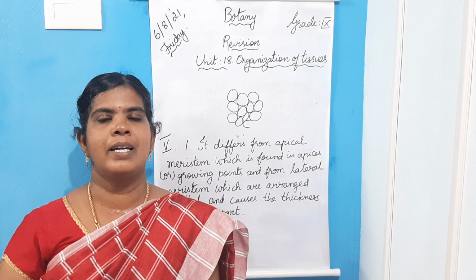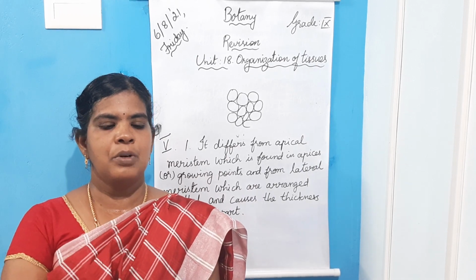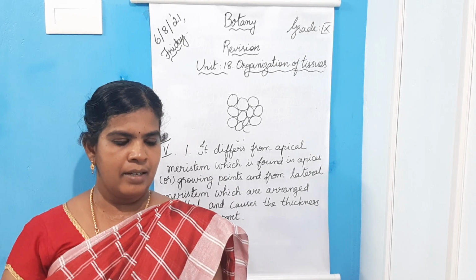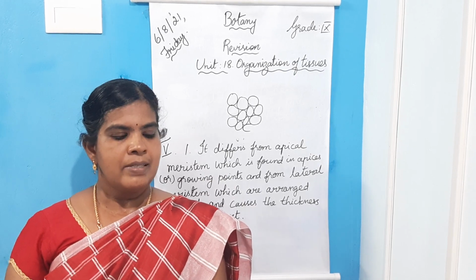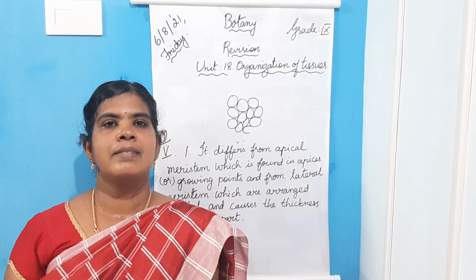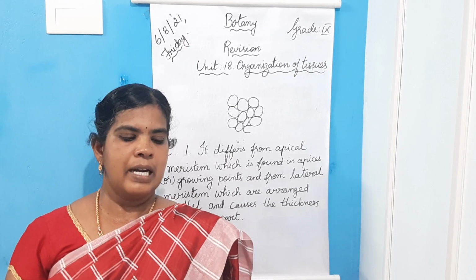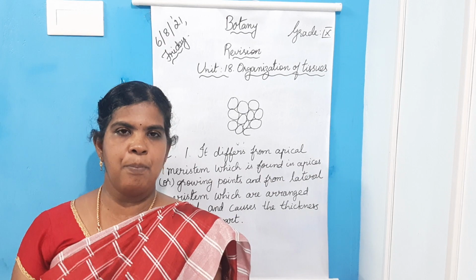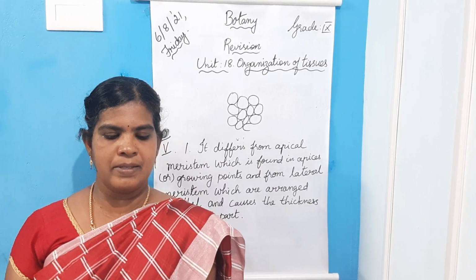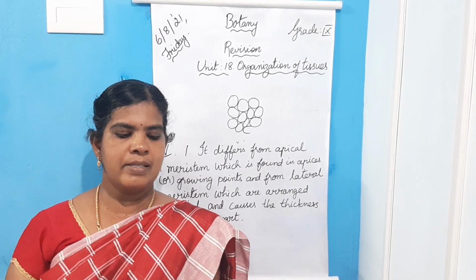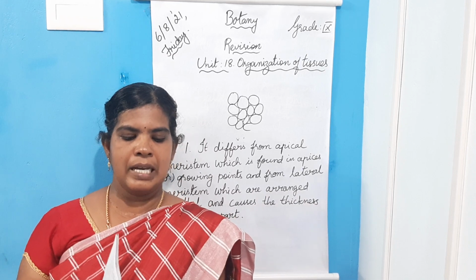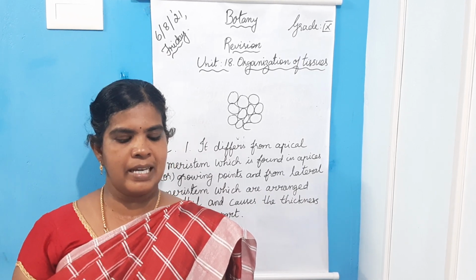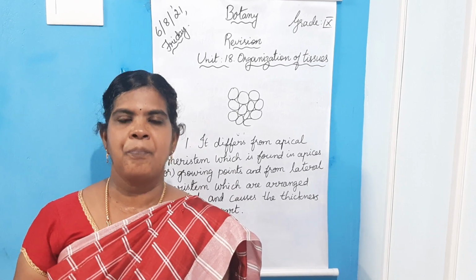Page 212 and 213. Write about the elements of xylem. Xylem is a what? See the heading xylem. Xylem is a conducting tissue which conducts water and mineral nutrients upward from root to leaves. Okay, next, xylem is composed of xylem tracheids, xylem fibers, xylem vessels and xylem parenchyma.